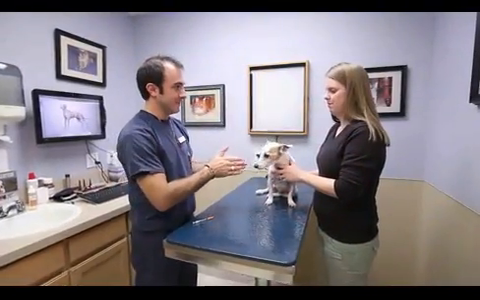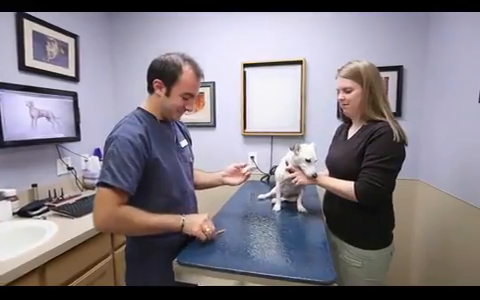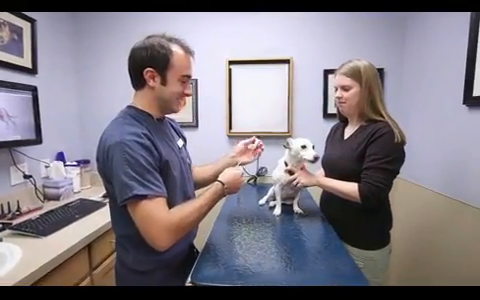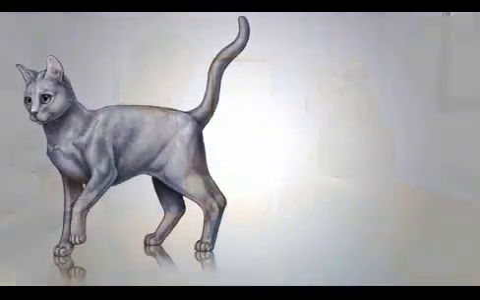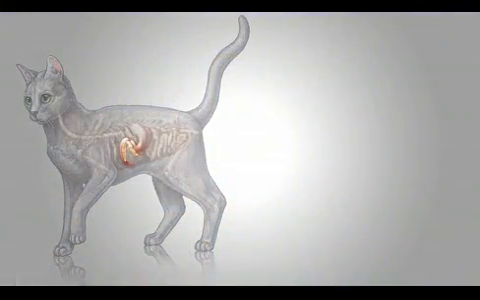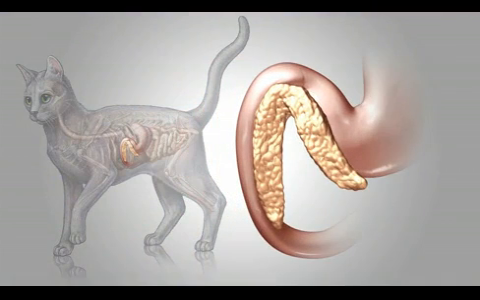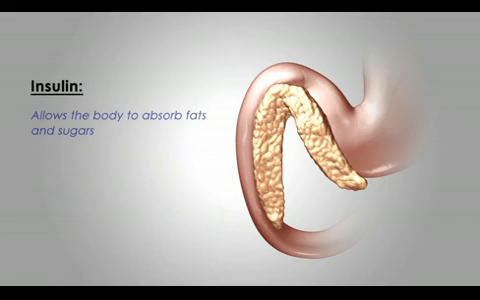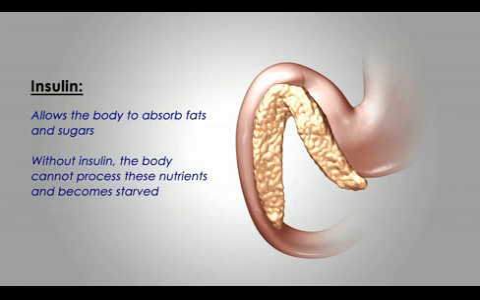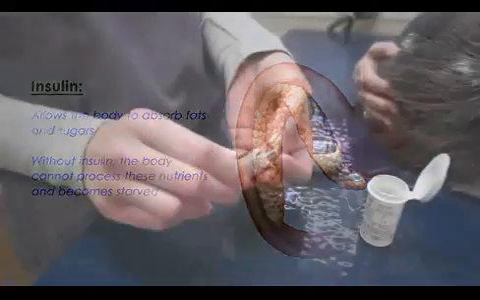Diabetes mellitus, also referred to as diabetes, describes a lack of response or quantity of insulin in the body. Insulin is a hormone produced by the pancreas, an organ that lies along the small intestine as it exits from the stomach. Insulin allows the body to absorb fats and sugars from the diet. Without insulin, the body cannot process these nutrients and becomes starved.